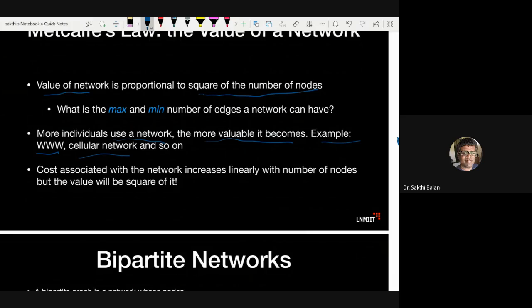What they have to spend might be minimal, but with that minimum, you will be able to get the square of that revenue, of the order of the number of users who are using that network, right? So the cost associated with the network increases linearly with the number of nodes, but the value will be the square of it, and that is very important to note.